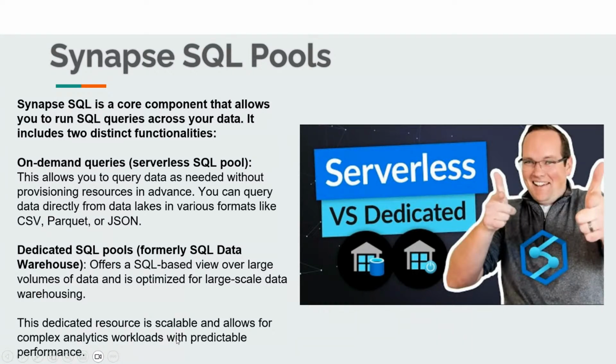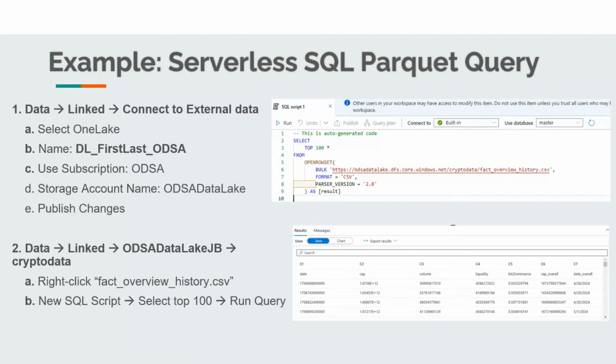The dedicated resource is scalable and allows for complex analytical workloads with predictable performance. So that's one way of thinking about it too, is if you just need a dedicated predictable resource, a dedicated SQL pool would be good for you to use, which would be like your typical cloud SQL databases, MySQL or Microsoft SQL Server. Fabric has both of them.